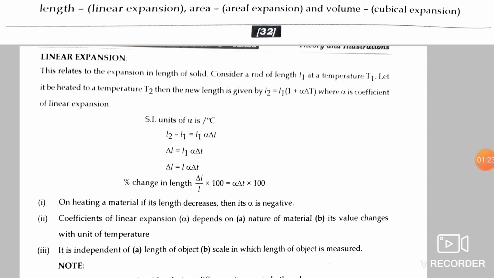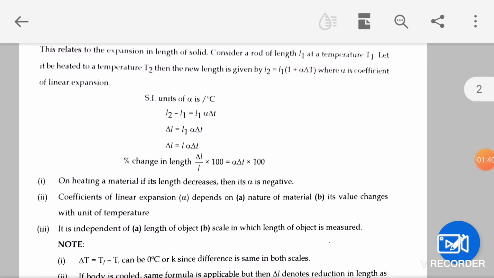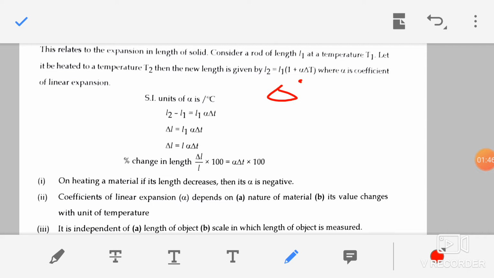Then the new length is given by L2 is equal to L1 into (1 plus alpha into delta T). Delta T means change in temperature, that is delta T is equal to T2 minus T1. And alpha is the coefficient of linear expansion. It is a constant value for any material. The SI unit of alpha is per degree centigrade.